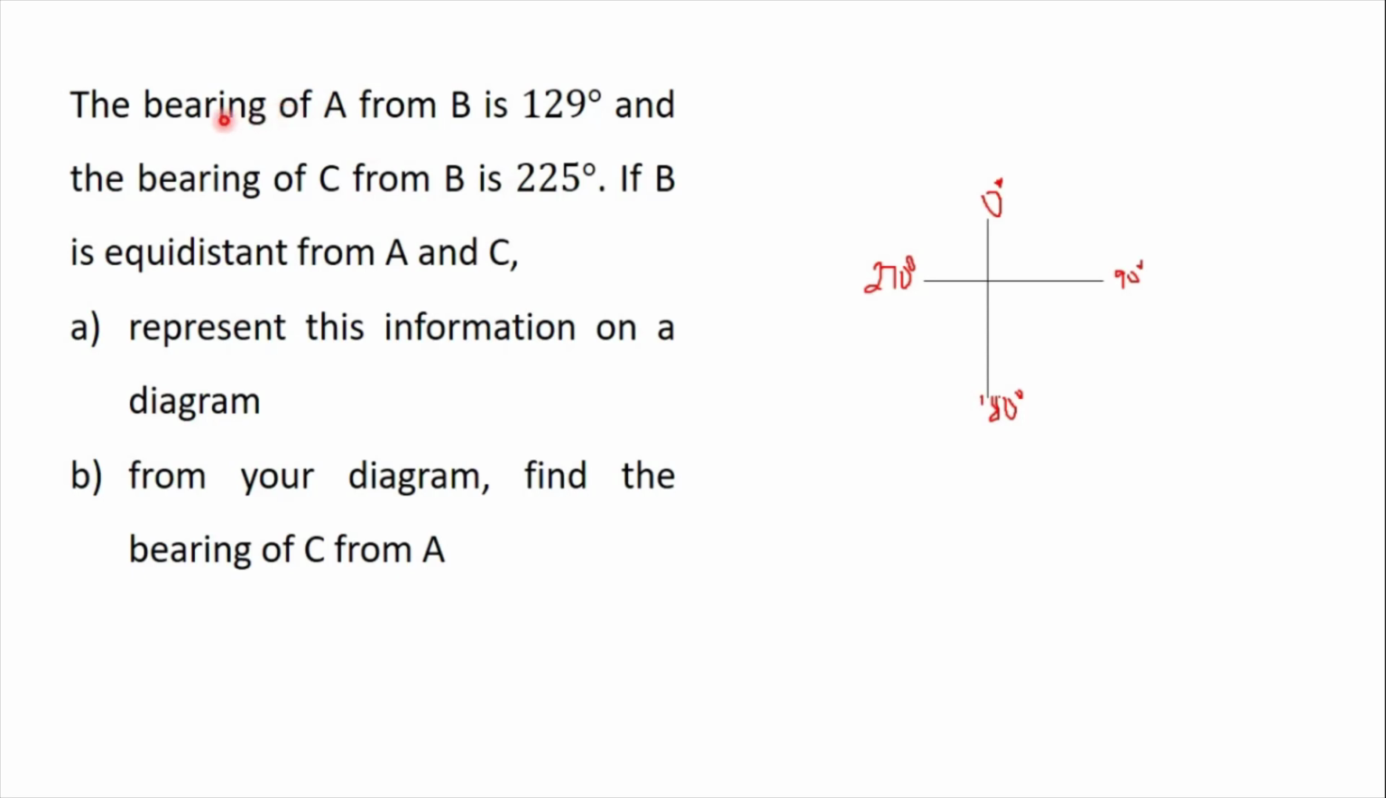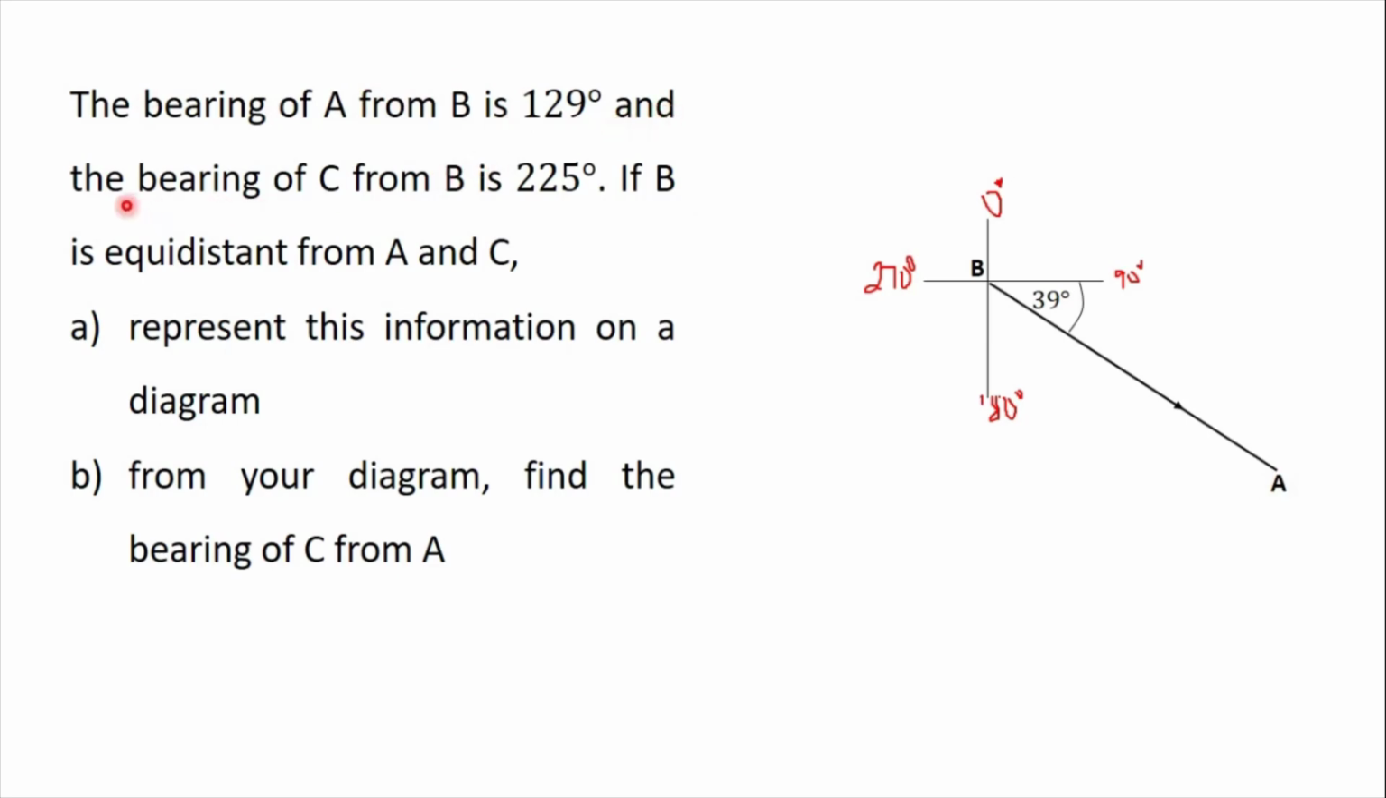Okay, so let's tackle the first part. The bearing of A from B. So we are starting from B. And the bearing of A from B is 129 degrees. So 129 degrees will be between 90 degrees and 180 degrees. So you ask yourself, what should you add to 90 degrees in order to get 129? And that will be 39. So you measure 39 from 90 degrees in the clockwise direction, then you draw your line. The starting point is B and the ending point is A. So you've solved the first part.